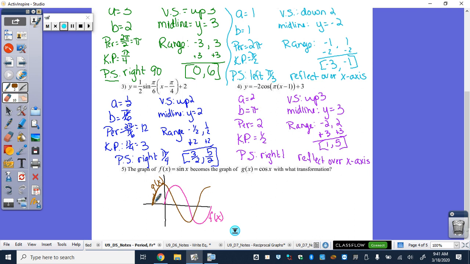If I continue this down, now this looks like my sine curve, but all that's happened is my sine curve has moved to the left 90 degrees. So we could say left pi over 2. That would be the transformation. If I took my sine curve and I shifted it left pi over 2, then it would turn into my cosine curve. And everybody realizes that they look pretty much identical except for that little phase shift.